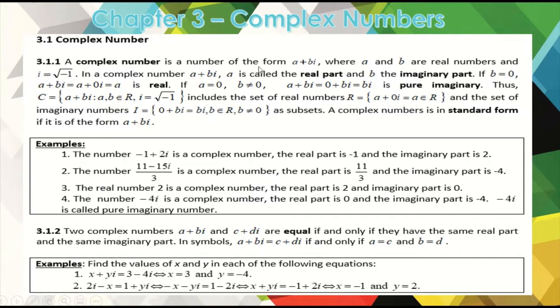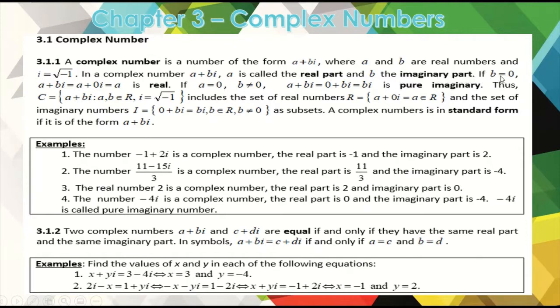Sa atong complex number, mao ni siya ang form sa complex number: a plus b times i. Si a og b elements sa real number, pero si i is the imaginary number square root of -1. In a complex number, a plus b times i, a is called the real part and b the imaginary part.